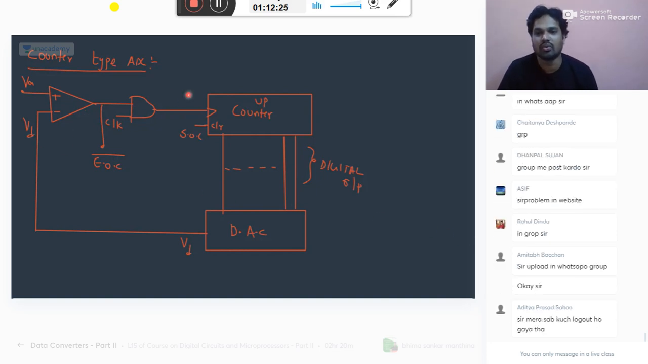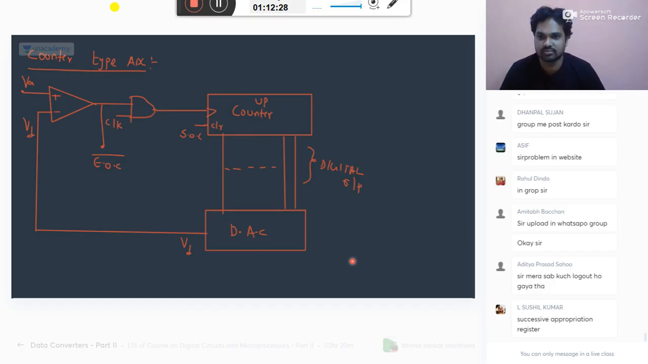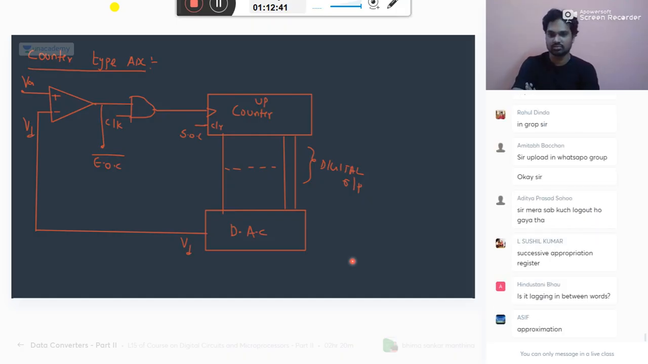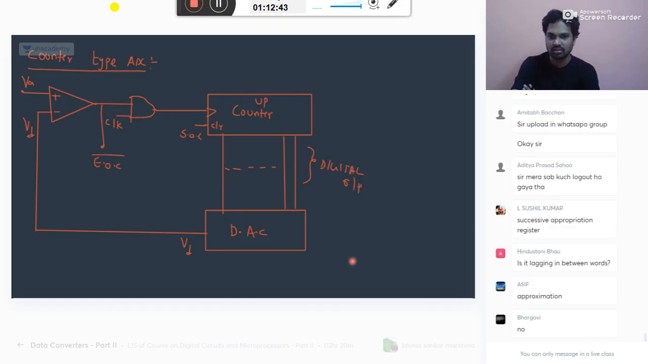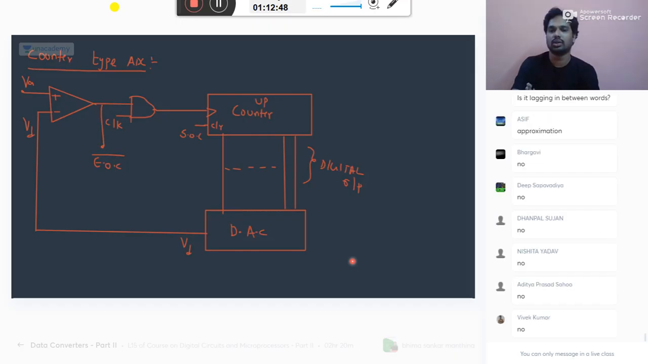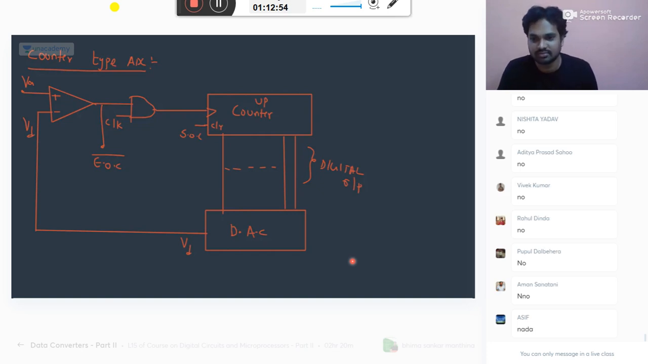So this is what we call counter type ADC. This is the circuit. How it will work, I will explain. Just listen. Fine. Let me explain. So this is what we call counter type ADC.